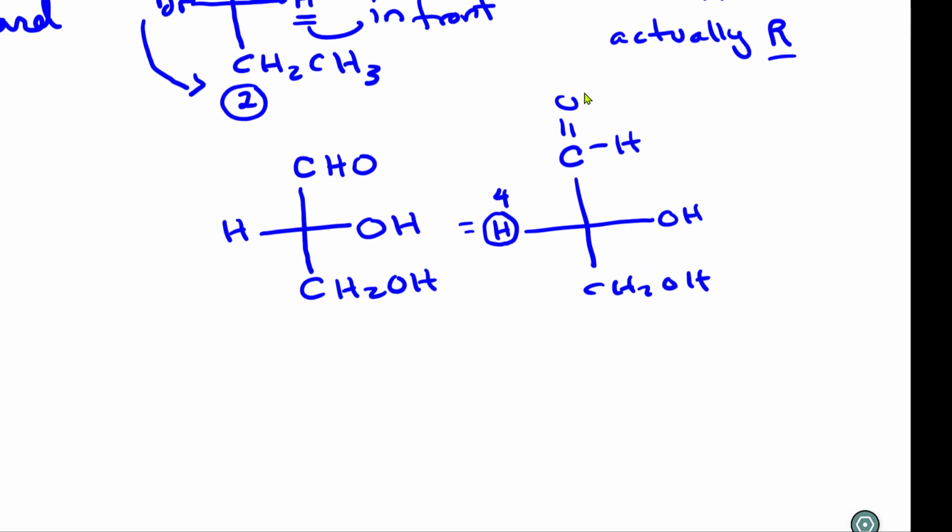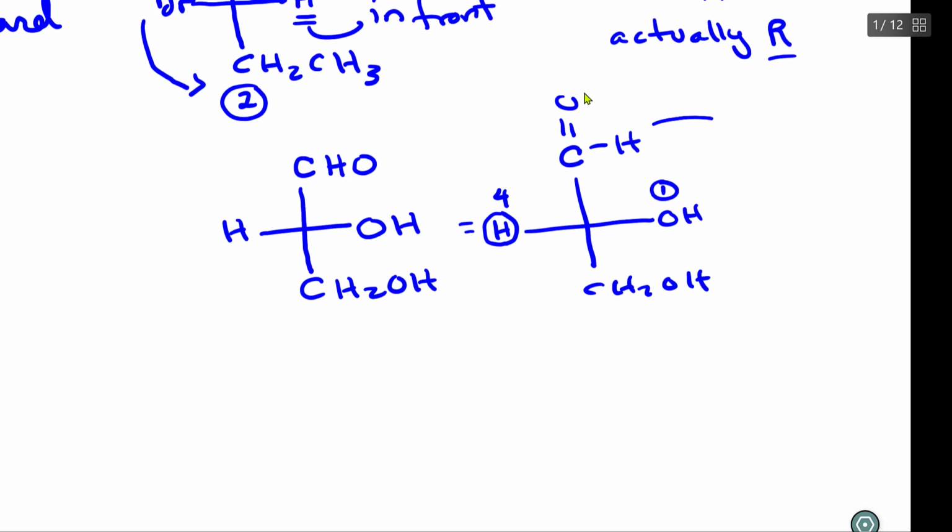Okay, so what's the next highest priority group? Or the highest priority group, I should say. That's oxygen. That's number 1. Now we have a C double bonded to an O, and then a C bonded to an O, and then 2 H's. So the C double bonded to the O acts like this carbon is bonded to 2 oxygens.